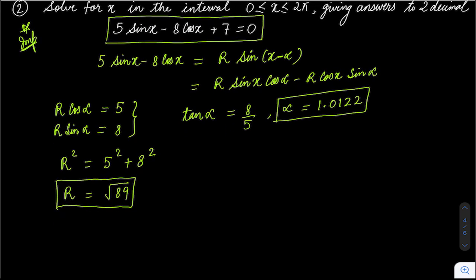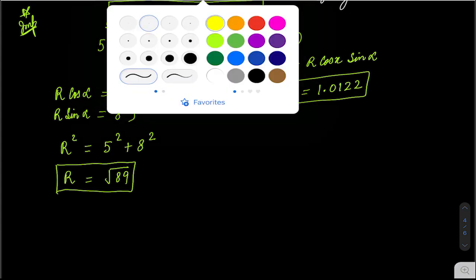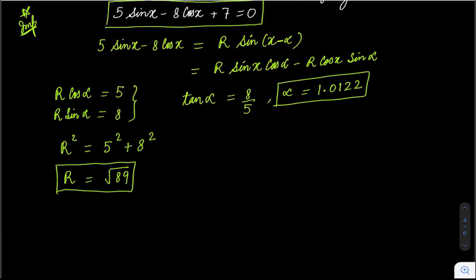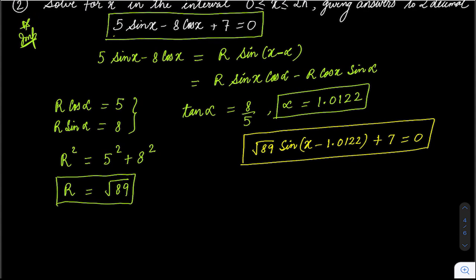Now the next thing. Our equation originally was 5 sin x minus 8 cos x plus 7 equal to 0. Now this equation will become square root of 89 times sine of (x minus 1.0122) plus 7 equal to 0. This is the important step. Instead of solving with 5 sin x minus 8 cos x plus 7 equal to 0 directly, we first write this in equivalent form and then we try to solve.